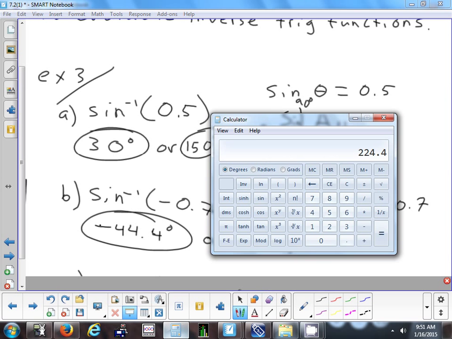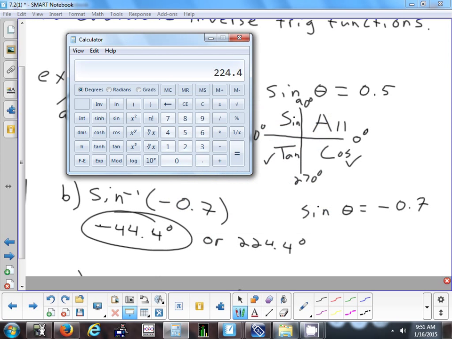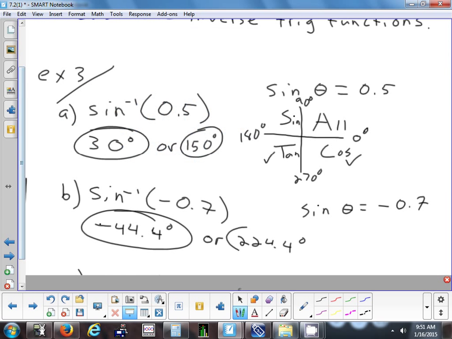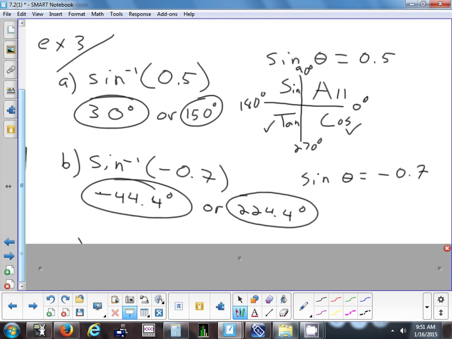If you're not sure, check your answer. Take 224.4, take the sine of it. Look what you get, negative 0.7. Take negative 44.4. Take the sine of it. Look what you get, negative 0.7. Okay? So I'm showing you how to get that other answer, which the book doesn't show you, but if I don't show you now, I have to show you later. So since we're doing half the problem, might as well show you the whole thing.